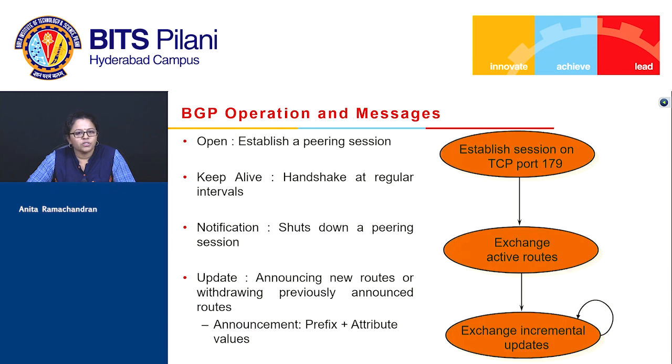Now, how does this information dissemination happen? Just like any protocol, BGP4 also defines a set of messages for these particular message exchanges. So the first thing to happen is the BGP session gets established on TCP port 179 of each router. And then once the session is established, they exchange active routes. And then if any incremental route updates are there, if any change in the paths are there, then that gets updated to the peers.